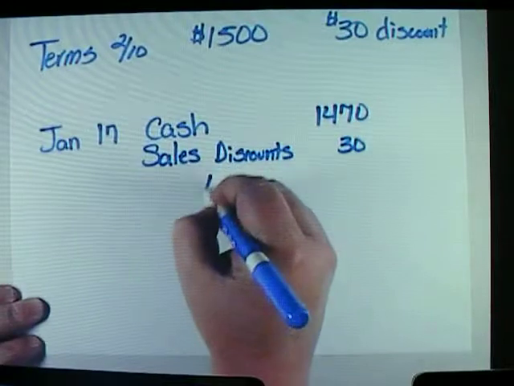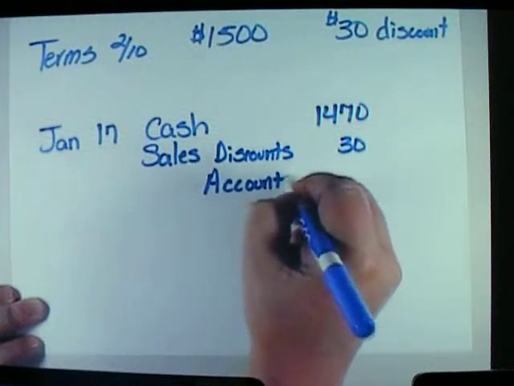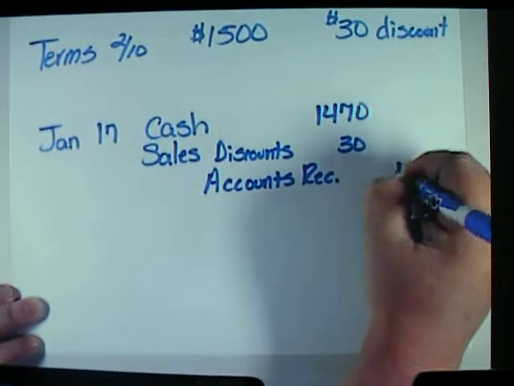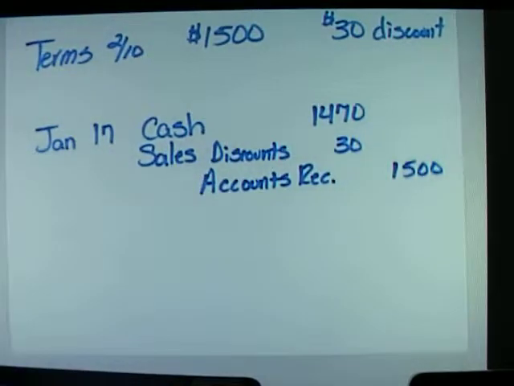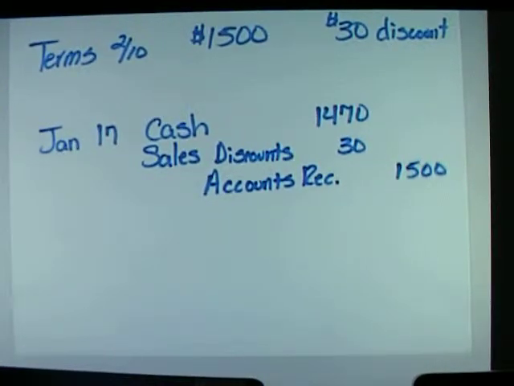And then I'm going to relieve the accounts receivable that was owed for $1,500. So now we have cleared out the accounts receivable of $1,500, we have entered the sales discount of $30, and we have also received the $1,470 that the customer owed us. Now, you need to keep in mind, sales discount is a contra revenue account, and because it is a contra revenue account, it is debited instead of credited. So keep in mind, it is a debit to cash, a debit to sales discount, and a credit to accounts receivable.